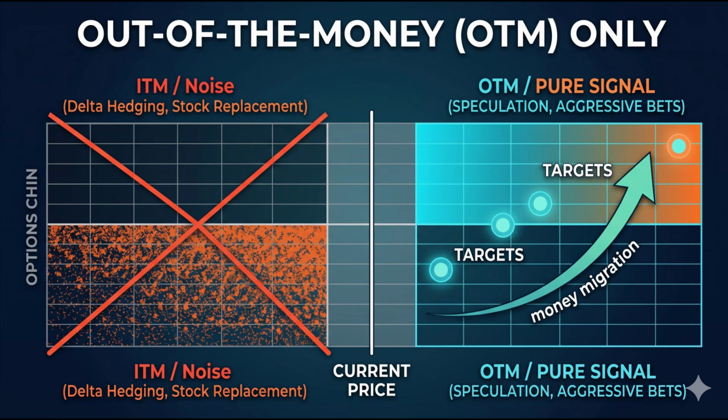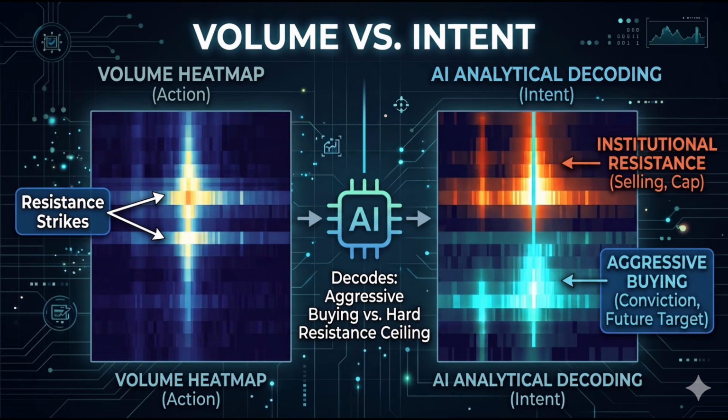By strictly ignoring the in-the-money contracts, we instantly filter out all the boring delta hedging and stock replacement strategies. What we are left with is the pure unfiltered signal of money flow conviction, the exact targets where heavy capital is migrating. Then we are going to feed that pure quantitative signal to our AI to decode the macroeconomic story in real time. Keep in mind, volume just tells us where the action is.